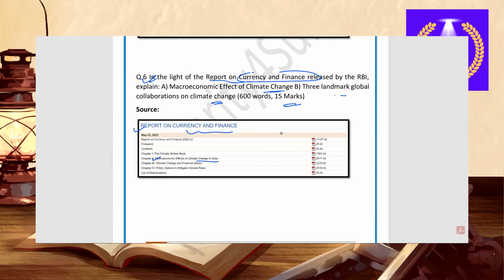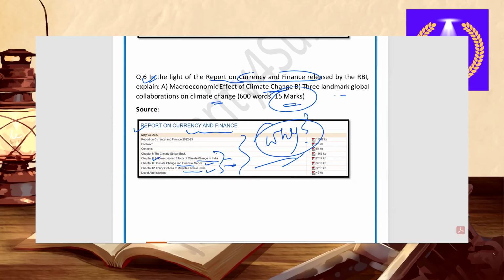macroeconomic effect of climate change in India, climate change in financial sectors. Okay, policy options to mitigate climate risks, climate strategies. ये 4 डॉक्यूमेंट पढ़ लिया, 15 मार्क्स आ गए. सो इजी. लेकिन कब पढ़ना है, क्यों पढ़ना है, why you will focus on these documents, why, this is the question. क्यों यही डॉक्यूमेंट्स पढ़ने हैं, क्यों?